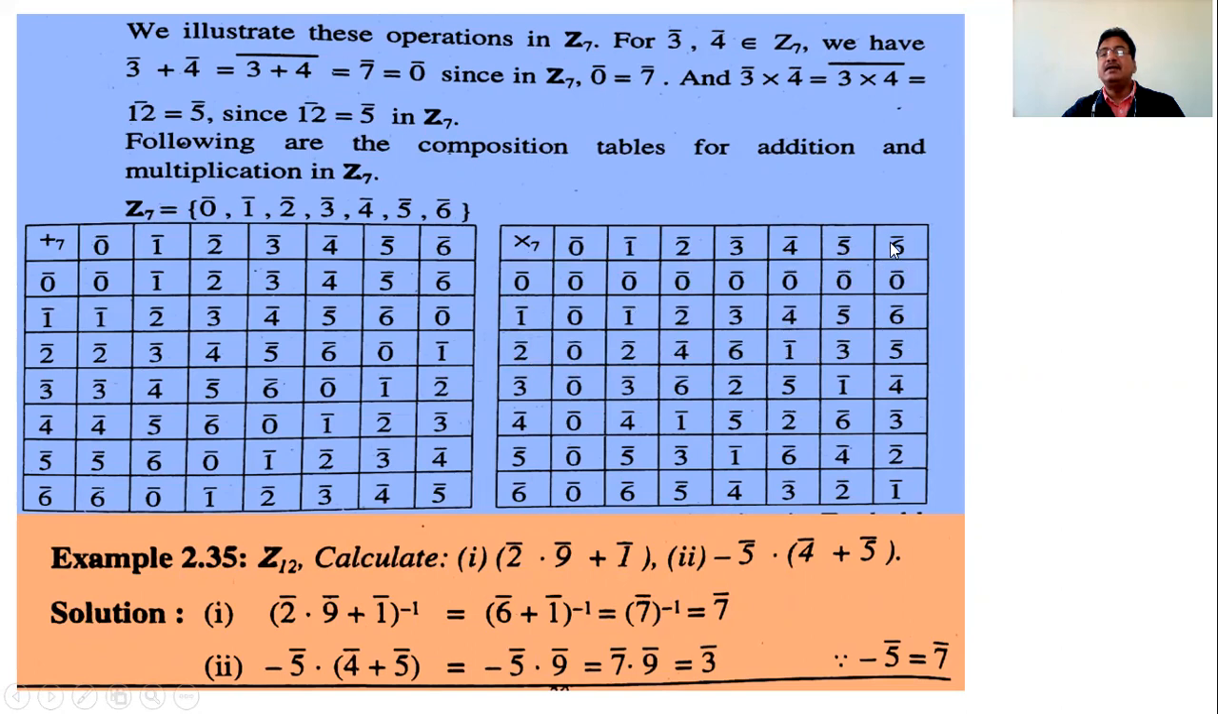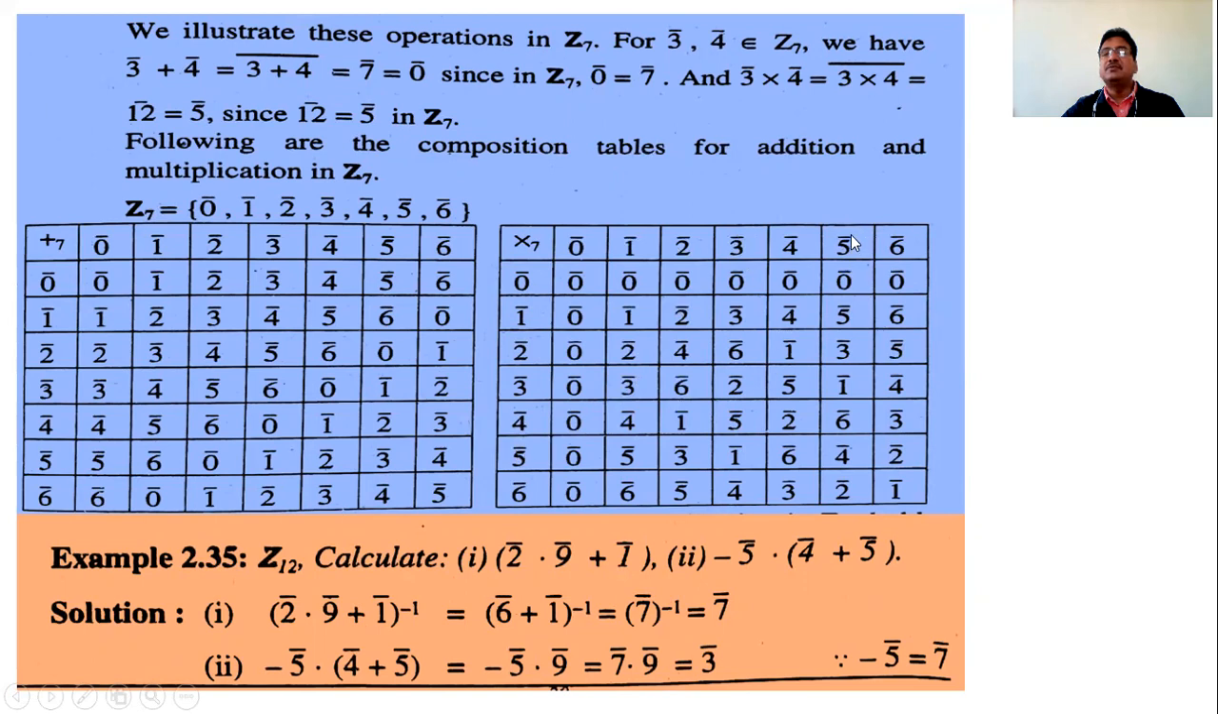is 12 bar. And what is the value of 12 bar in Z7? If we divide 12 by 7, then 5 is the remainder. So 5 bar. Similarly, if we find these entries, 4 into 1 bar is 4 bar, 4 into 2 is 8 bar. And what is 8 bar? Is 1 bar. 4 into 3 is what? 12. And what is 12 bar? Is 5 bar, because if you divide 12 by 7, then 5 is the remainder.